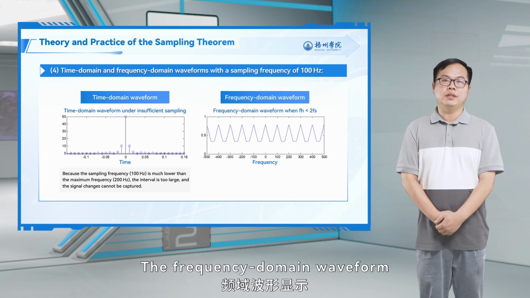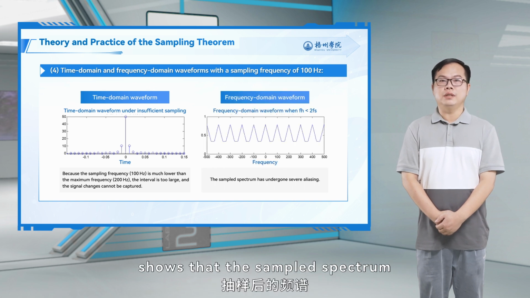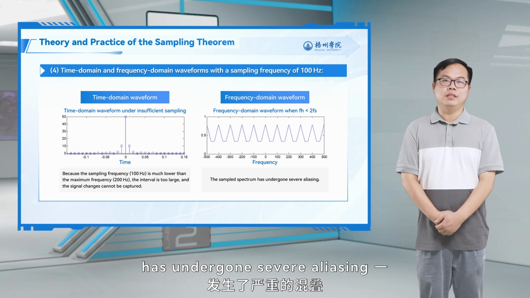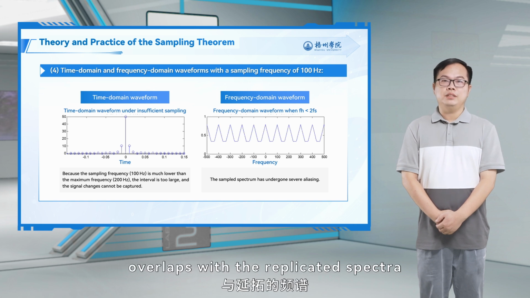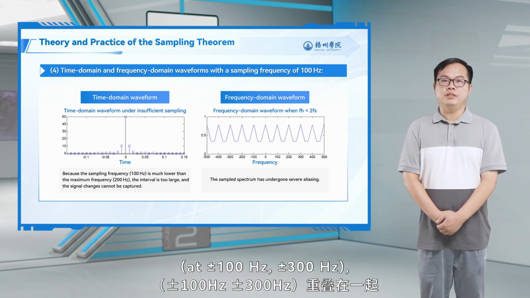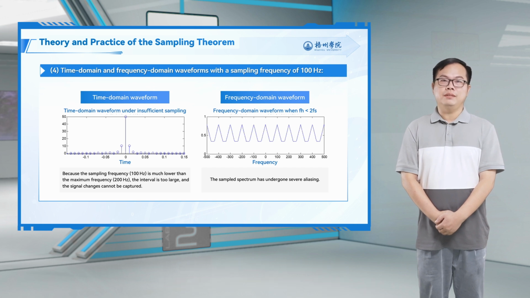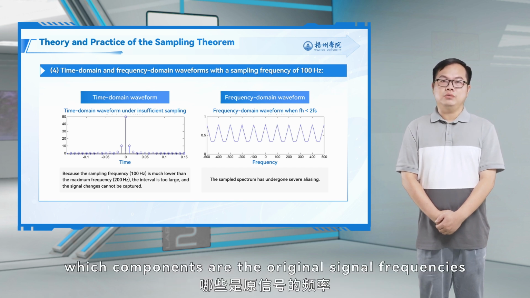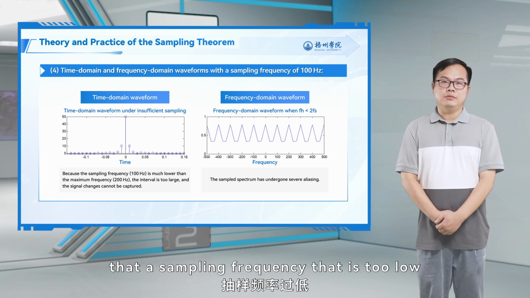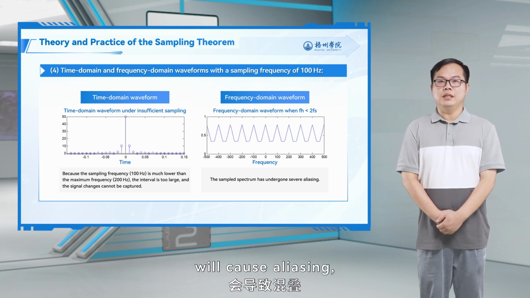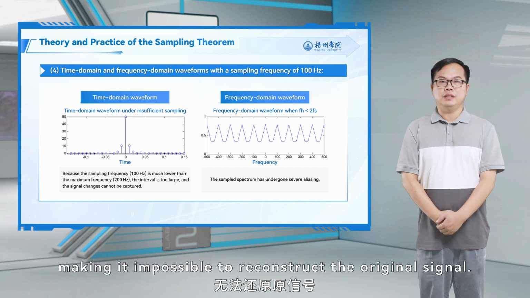The frequency domain waveform shows that the sampled spectrum has undergone severe aliasing. The original signal spectrum, with a maximum of 200 Hz, overlaps with the replicated spectra at plus or minus 100 Hz, plus or minus 300 Hz, making it impossible to distinguish which components are the original signal frequencies and which are aliased noise. This shows that a sampling frequency that is too low will cause aliasing, making it impossible to reconstruct the original signal.